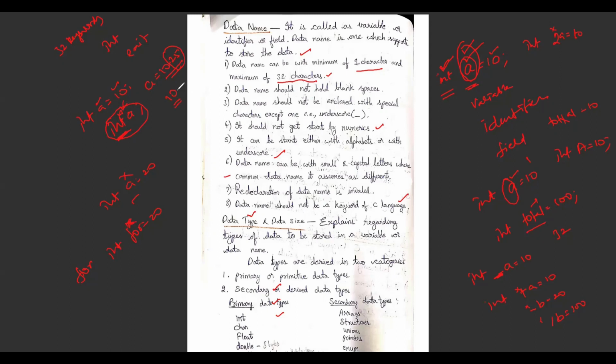Is that point clear? So if I take float C, it is a float variable where I'm going to store 10.25. That is valid, right? So this is data type. Data types explain the type of data to be stored into a variable.